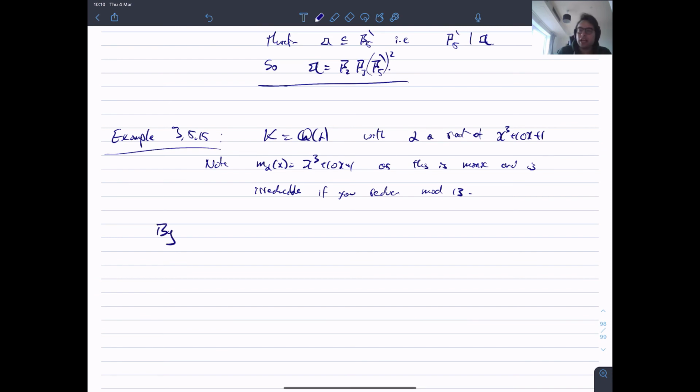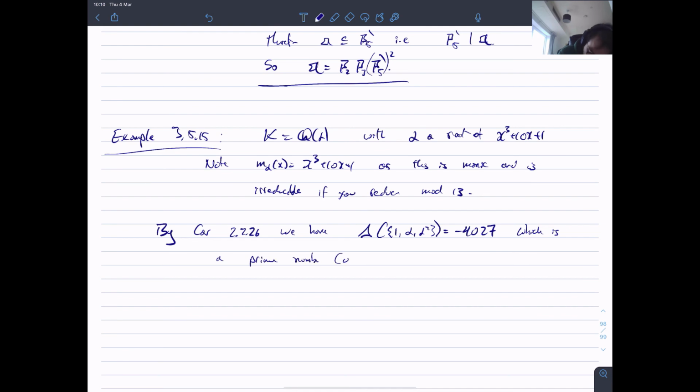Now, we can't claim that we know what the ring of integers is right away, because we haven't proved a theorem for general cubics as we've done for quadratics. So we need to somehow think about what the discriminant is. By corollary 2.2.26, we can figure out the discriminant of this basis pretty quickly. Just plug in the numbers, you get minus 4027, which is prime. It's a prime number, up to sign.